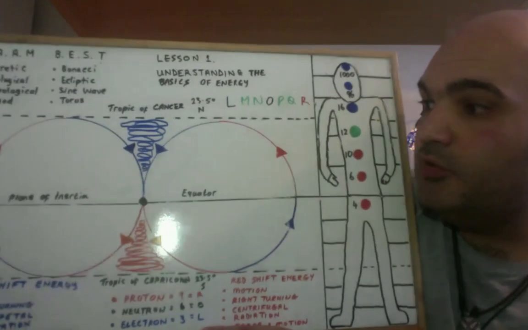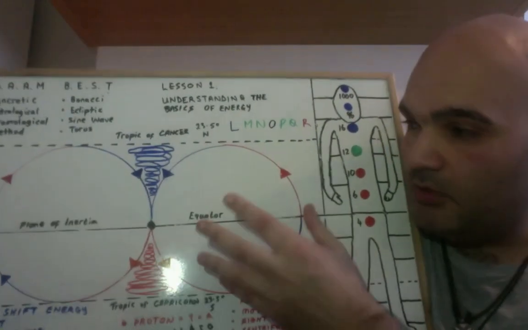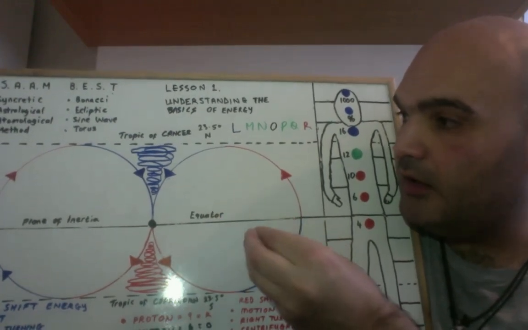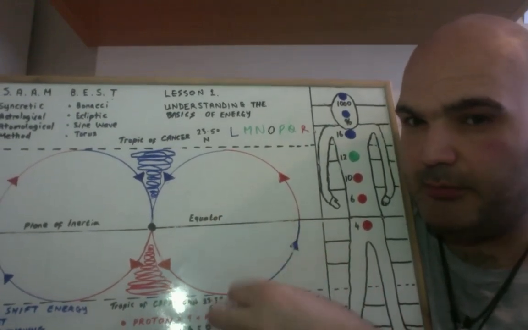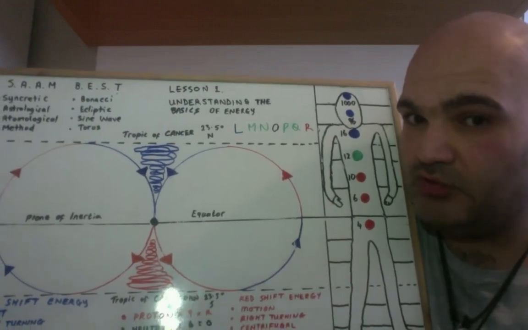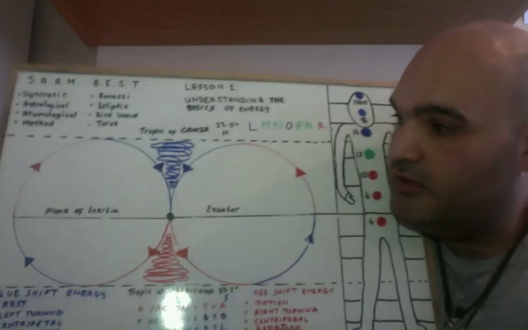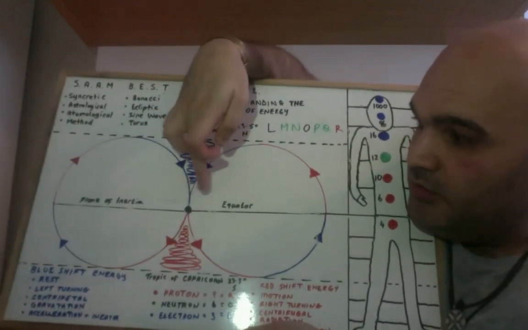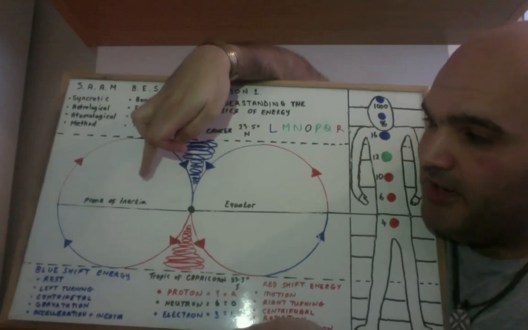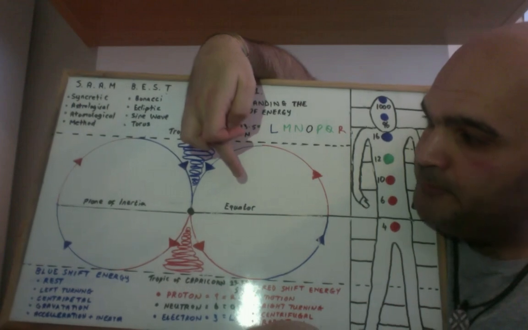So moving on from that, this is, like I said, what we know as a torus field or an atom. But in an atom, you have three different modes. You have a proton, neutron, and electron. The neutron is obviously the neutral part in the middle, which in the torus field correlates to the plane of inertia, and on Earth correlates to the equator.